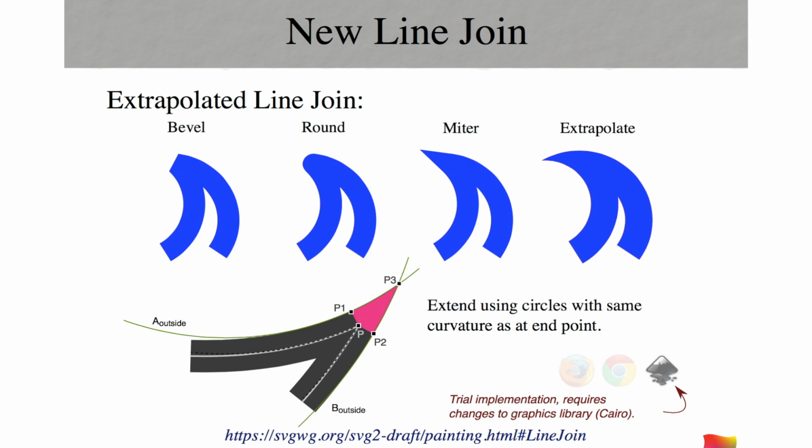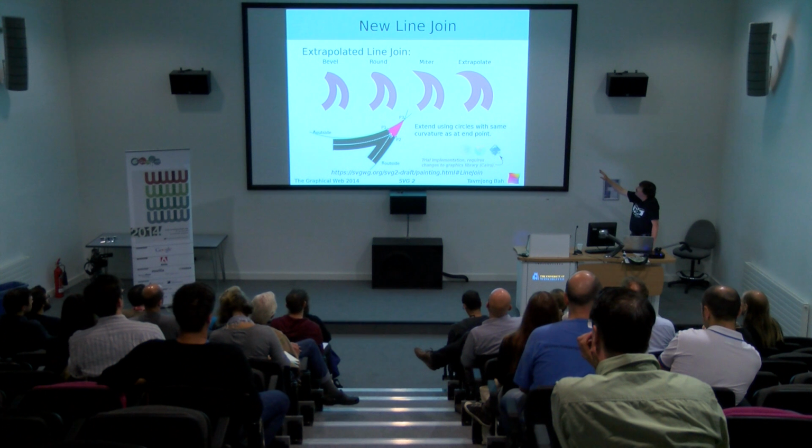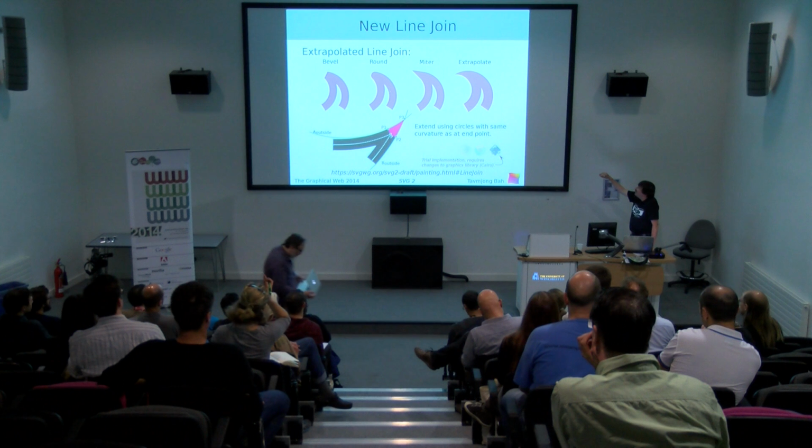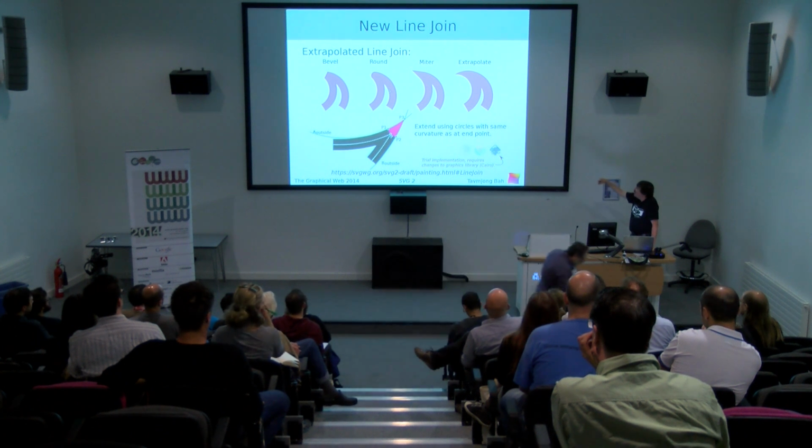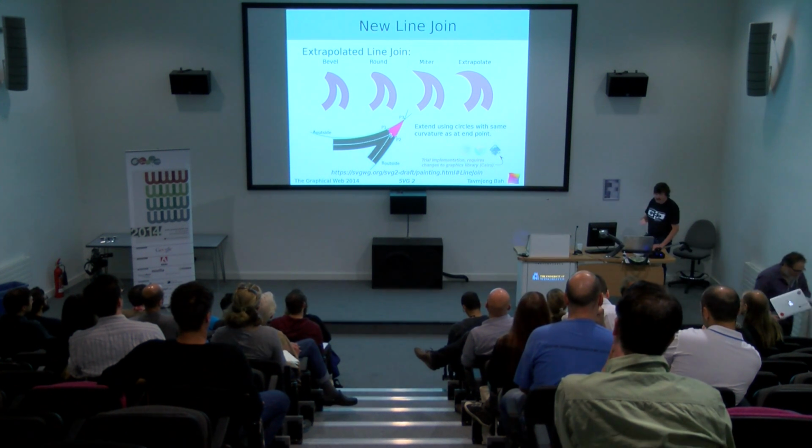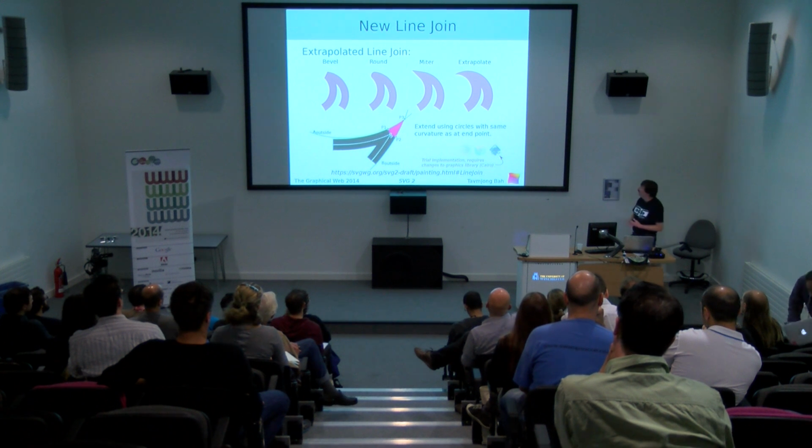There's a new line join. Every single graphics rendering engine for the last 30, 40 years has 3 types of line joins: bevel, round, and miter. But for drawing, sometimes none of those look very good. And so we have a new line join type, extrapolate. I have a trial implementation in Cairo, but it requires some changes to the underlying rendering engine, which for Inkscape is Cairo.